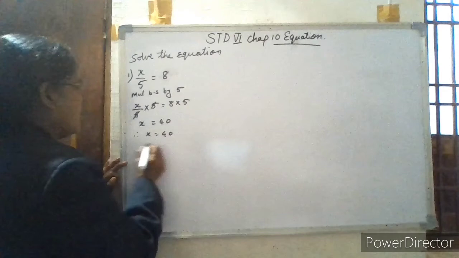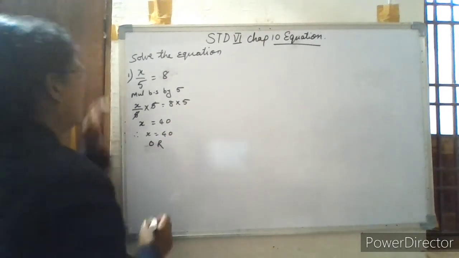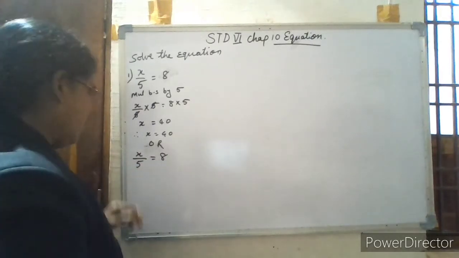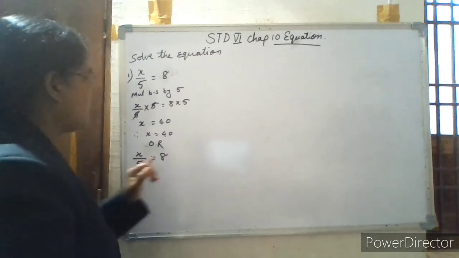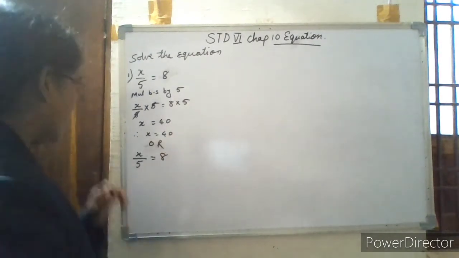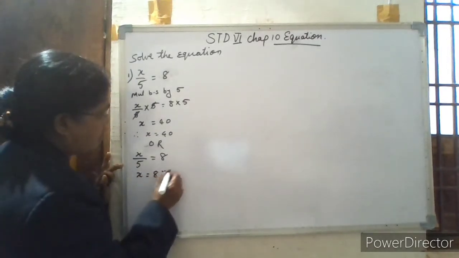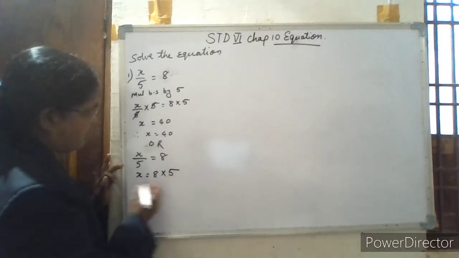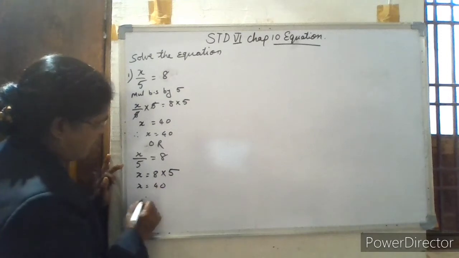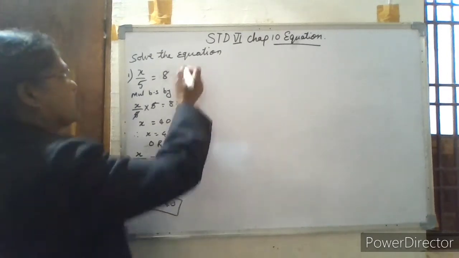Or the second method. Write the question x by 5 equal to 8. x divided by 5. So, division converts into multiplication when we transfer the number to that side. So, by transferring the 5, it gets multiplied with whatever is there. So, x is equal to 8 fives are 40. Therefore, x is equal to 40. We got the solution by the second method.